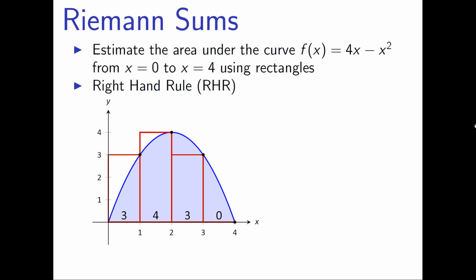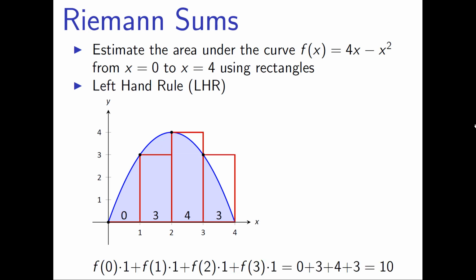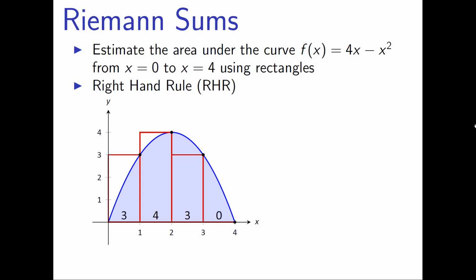Okay. Well, we can do very similarly, but instead of using the left-hand rule, we can use a right-hand rule. So we just flick between these. The left-hand rule, the rectangles are there. The right-hand rule is here. And this, as you might imagine, we take the value of the function at the right-hand end of each rectangle. So now this first rectangle finishes at 1. Therefore, its height is f of 1, so this is 3. And then we get 4, 3, and then 0 again.